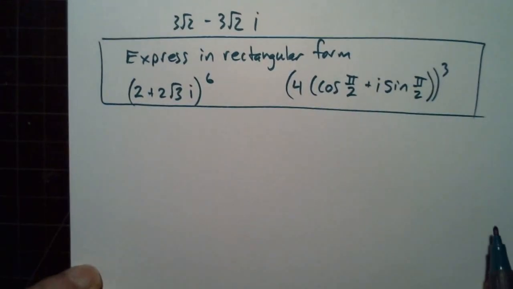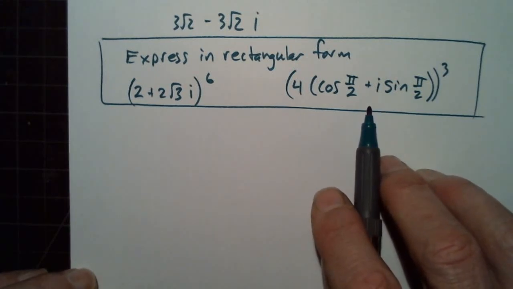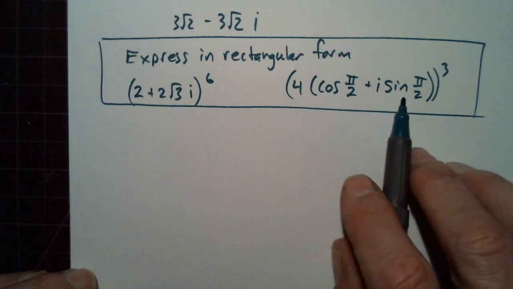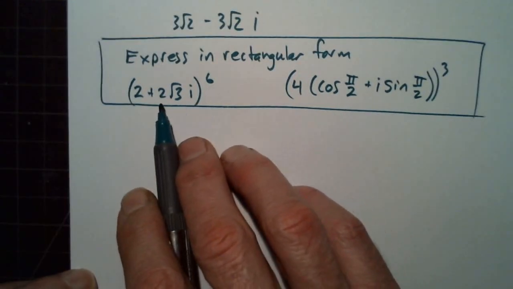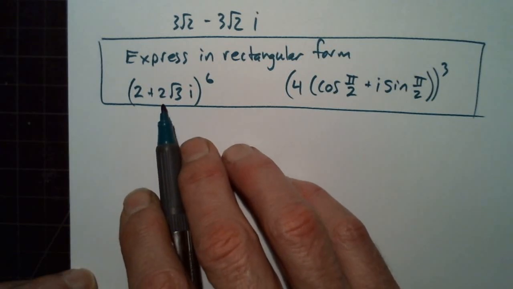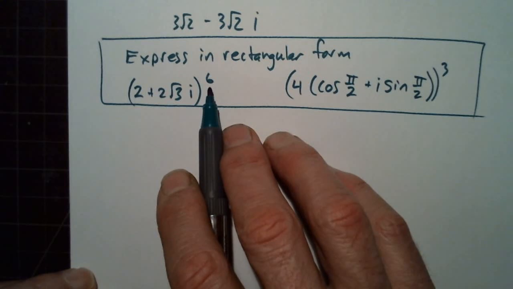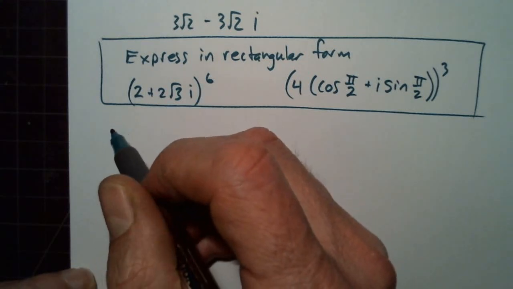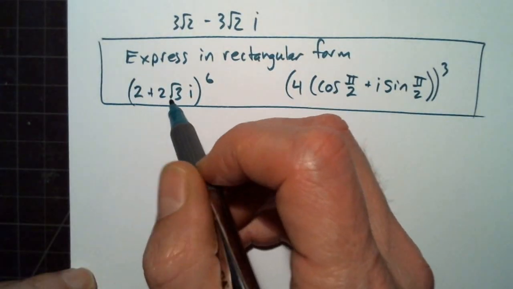Express in rectangular form. Well, this one, we're just going to use de Moivre's formula and then evaluate each trig function. But over here, we don't want to do the 6th power in this form. We need to convert this into trig form. Then we can use de Moivre's formula. So let's look for the radius, and that would be when we find the absolute value.